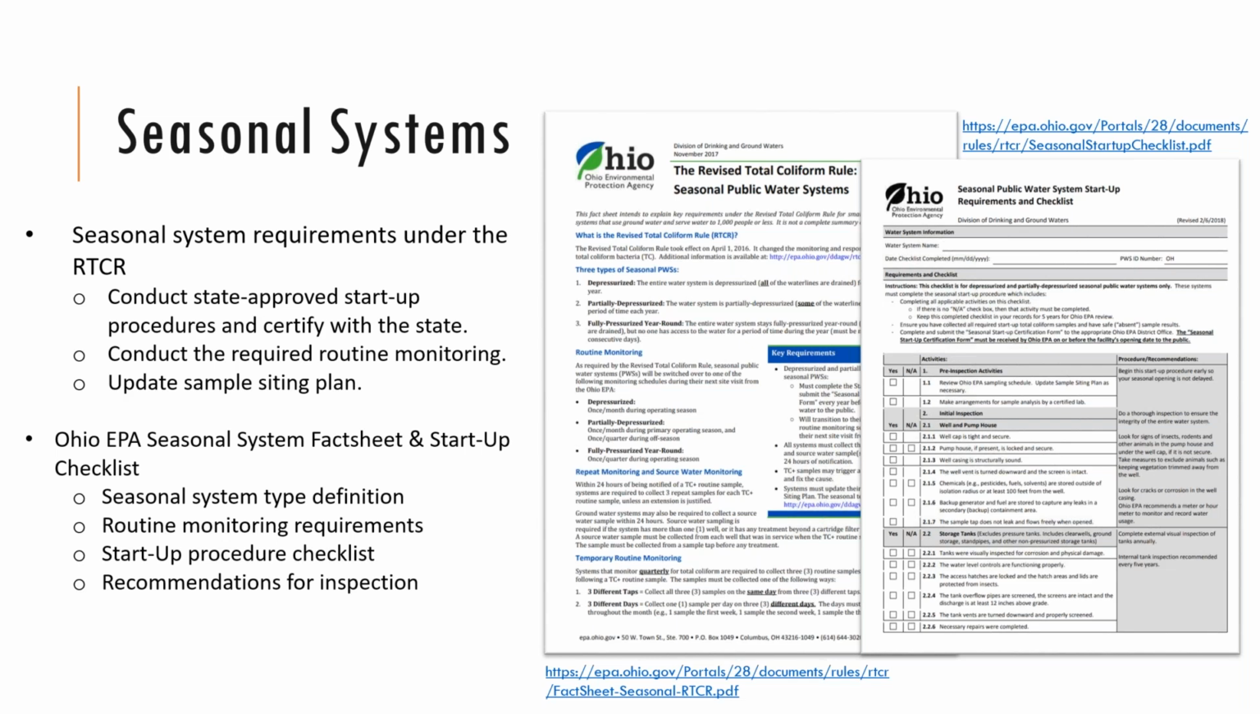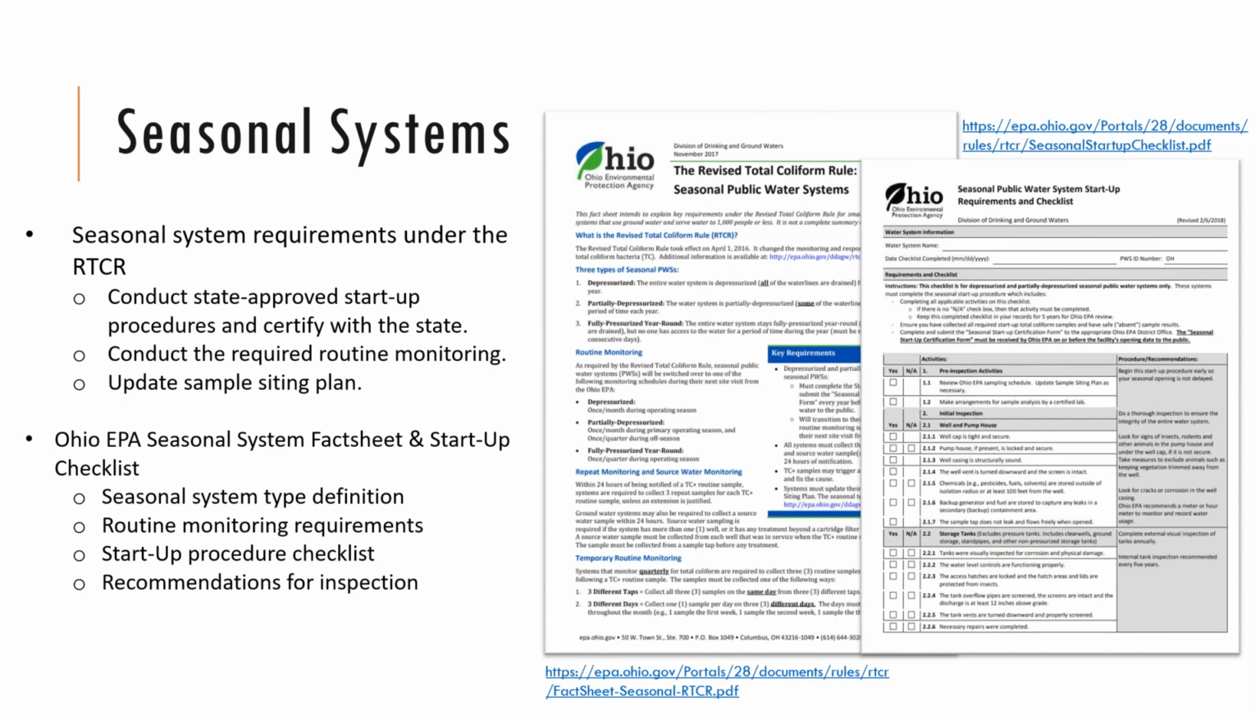Again, these are documents that individual states will probably have their own versions of, but I've listed Ohio EPA's here because they had several resources to help seasonal systems comply with the RTCR. They have a fact sheet providing information to help identify what kind of seasonal system they are, whether a depressurized system, a partially depressurized system, or a fully pressurized system. This is important because that can change the routine monthly schedule of samples that are required. And again, that could differ from state to state.